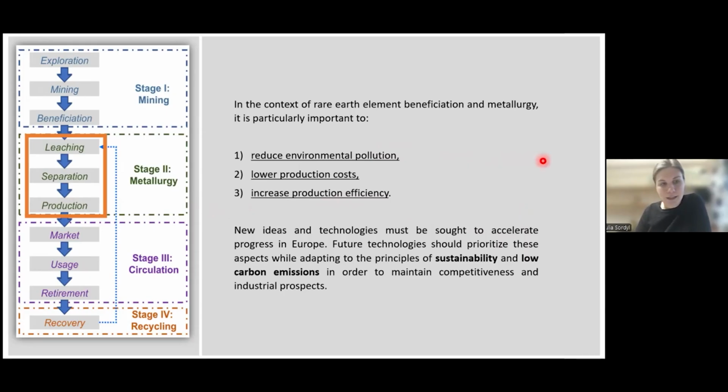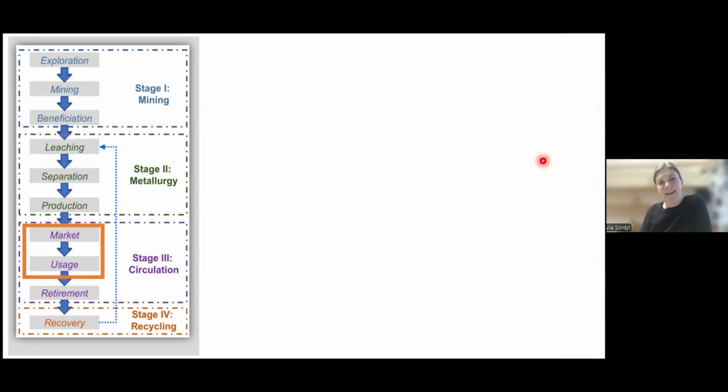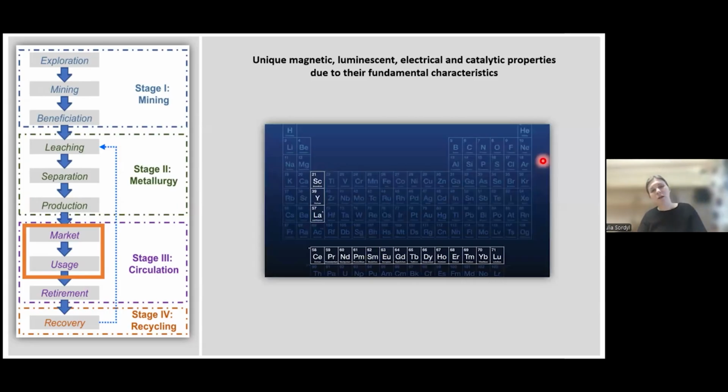So now I'm gonna switch to the more optimistic part of this life cycle, which is usage of REs, and why is this so important? Why do we really care about them? So we very often hear that rare earth is a group of 17 elements. Yes, they are a group, they are very similar, but they are also very unique. And they have unique magnetic, luminescent, electrical, and catalytic properties because of their fundamental characteristics that make them so useful.